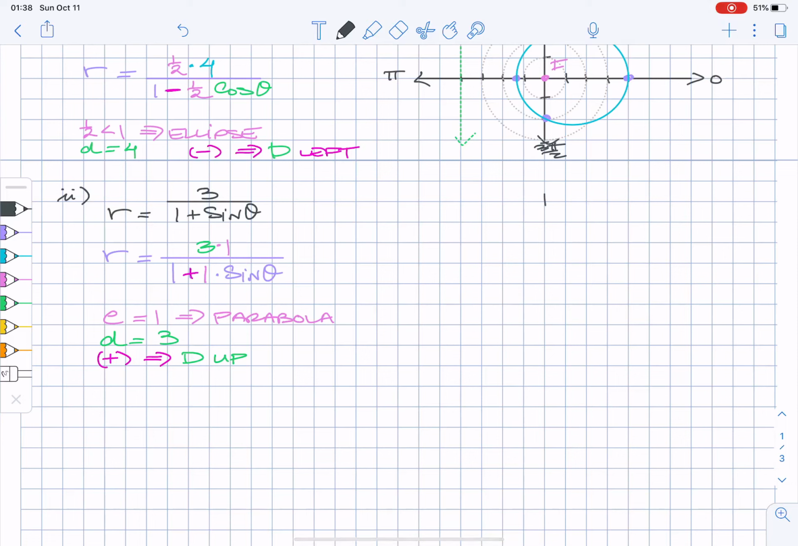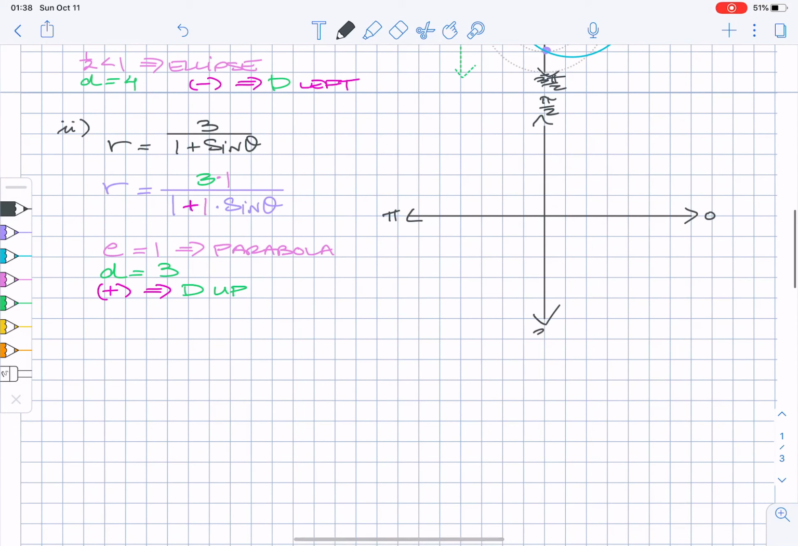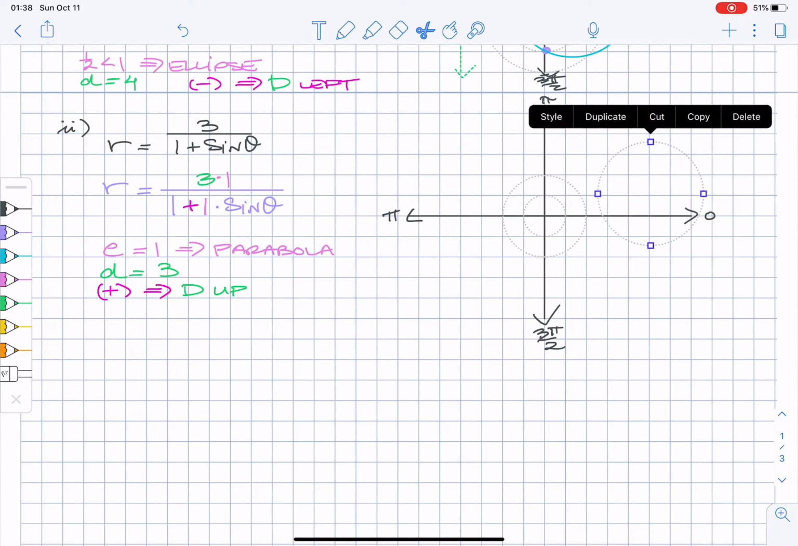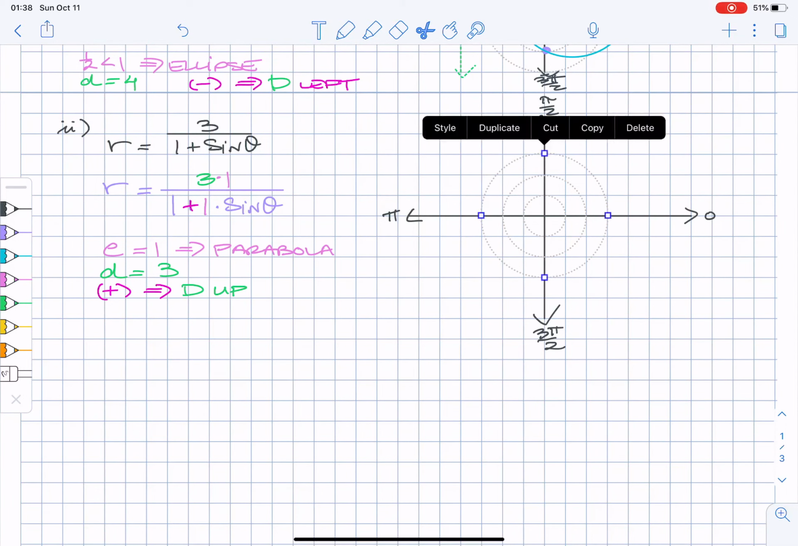So let's do a polar curve. So that is, we'll have 0, pi over 2, pi, and 3 pi over 2. We will have concentric circles to create our polar grid.